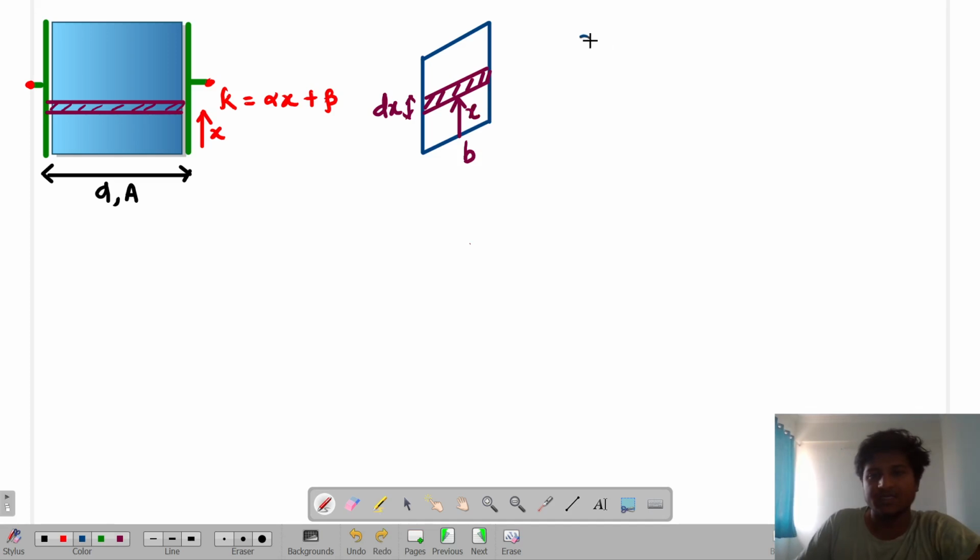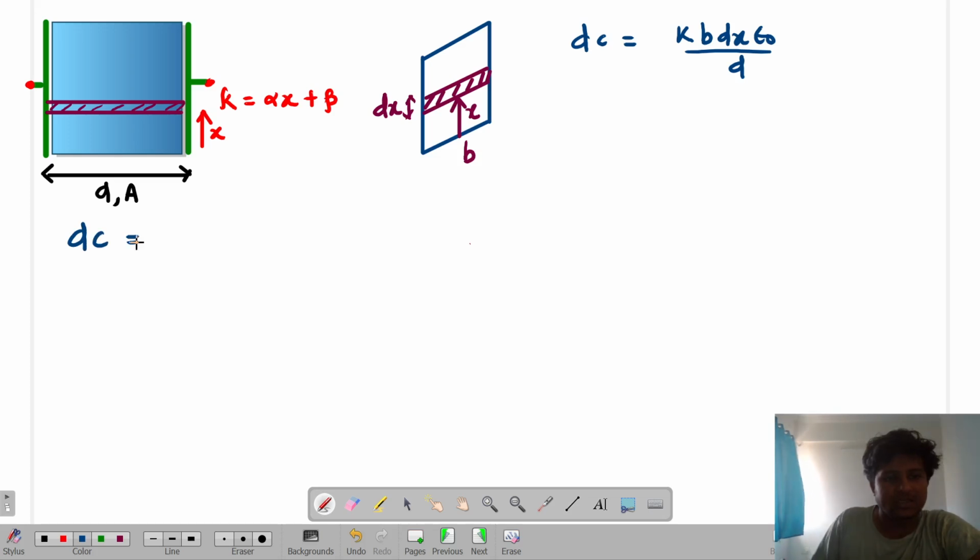Once again, when you write dC, dC will be what? K into area. Breadth into, for the strip it is just dx, isn't it? So K b dx epsilon naught by distance D. Is that clear? Because dC is written as simply K dA epsilon naught by distance D. Are you able to get me?